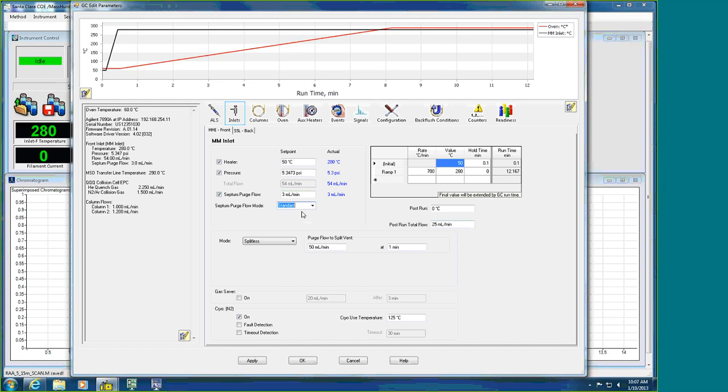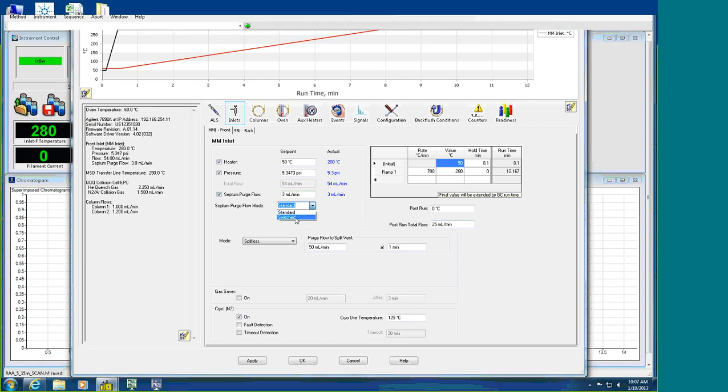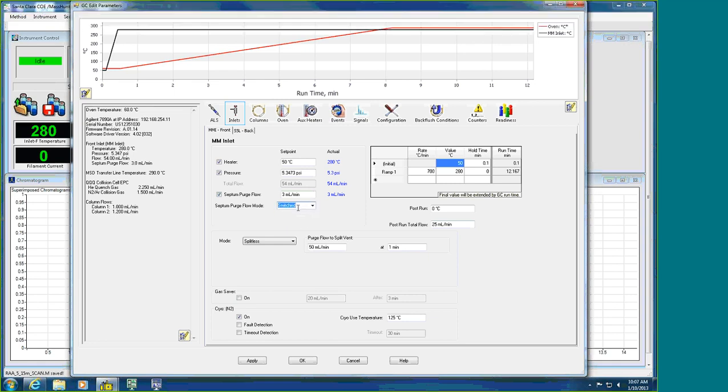And what this does here, the default is standard, and when in the standard mode, the septum purge flow is on continuously, even throughout the splitless injection. However, when we make this into the switch mode, the septum purge flow is off for the duration of the injection to maximize transfer into the analytical column. Okay?